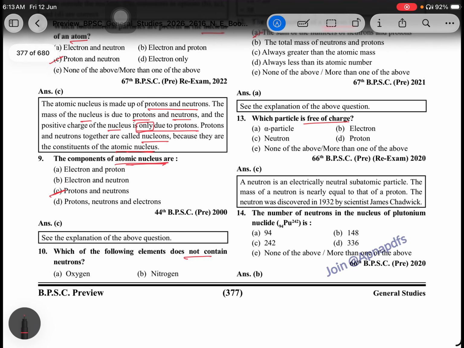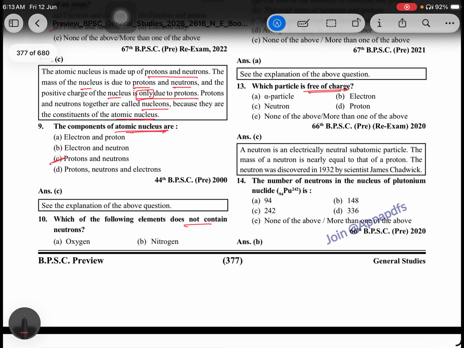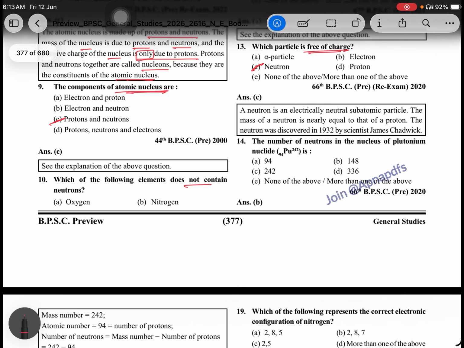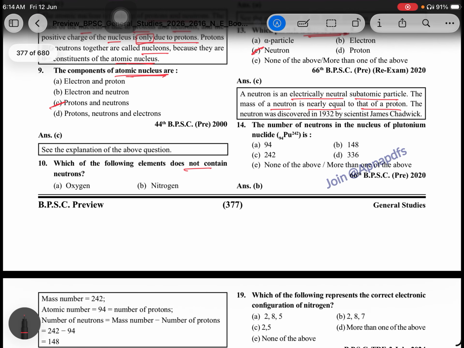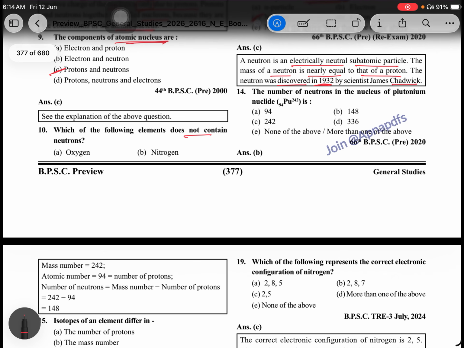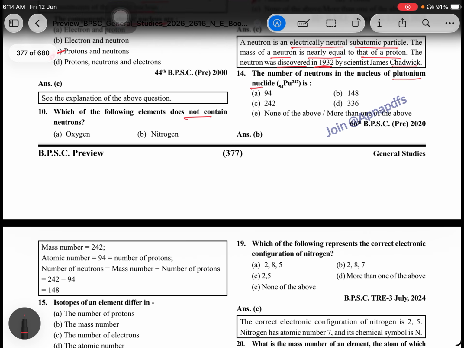Which particle is free of charge? That is the neutron. The neutron is electrically neutral. The mass of a neutron is nearly equal to that of a proton. The neutron was discovered in 1932 by the scientist James Chadwick. The number of neutrons in the plutonium nucleus is, the correct answer will be 148.